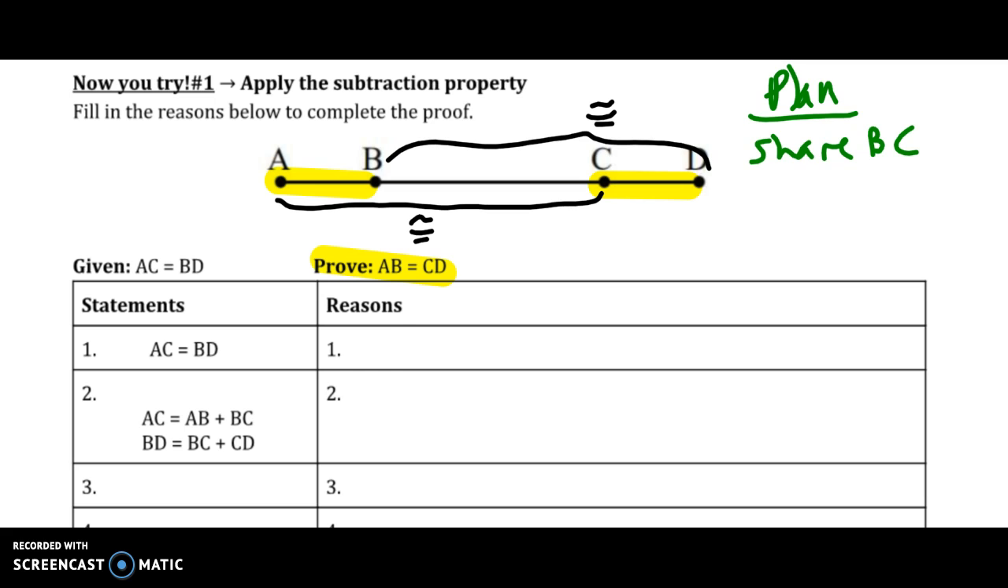So what do we always start with? We start with the given. That should be pretty obvious for your reason. And then let's look at the second statement. They say that all of AC is equal to AB plus BC. Well, what is that statement saying? That's saying that the two parts of the line are making up the whole line. And the same thing for BD. BD equals the two parts of the line making up the whole line segment BD. So that is partition. Or you can say segment addition.